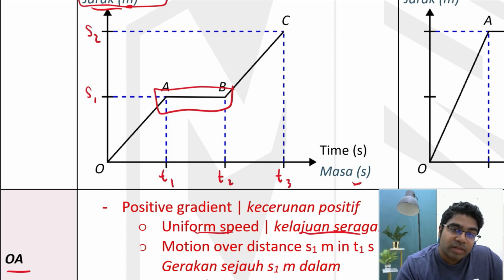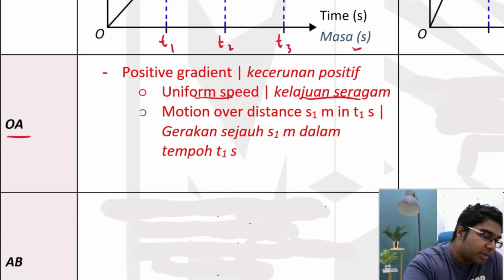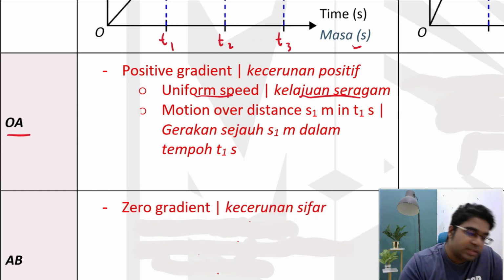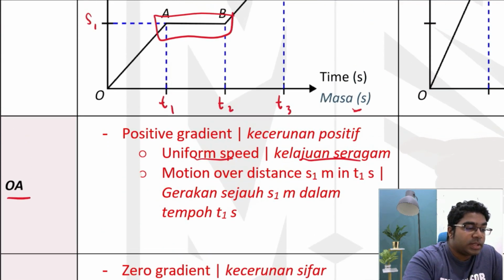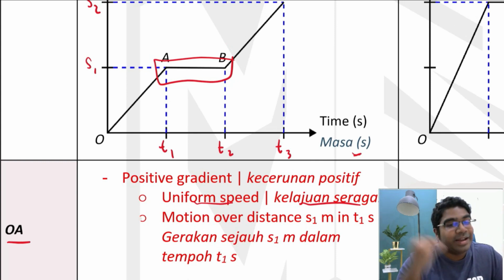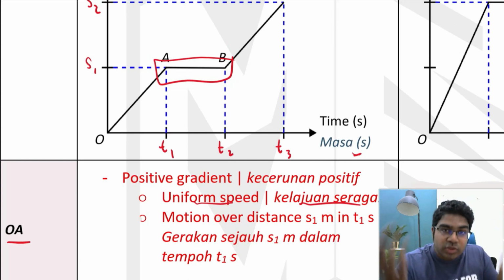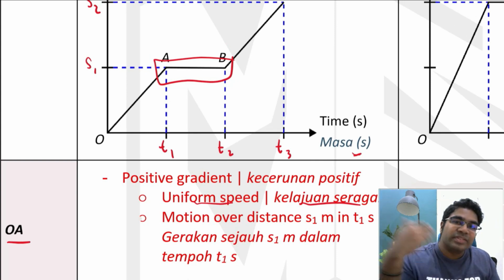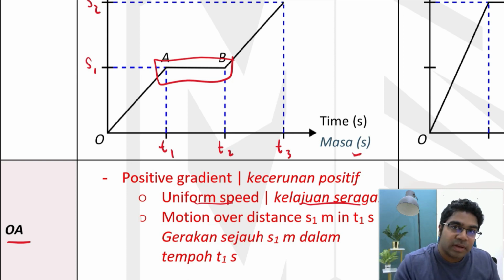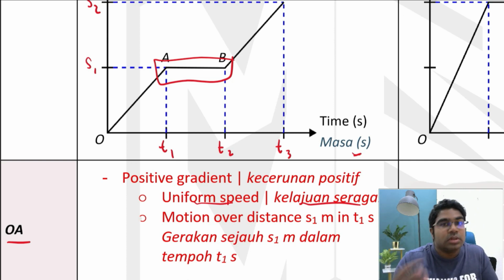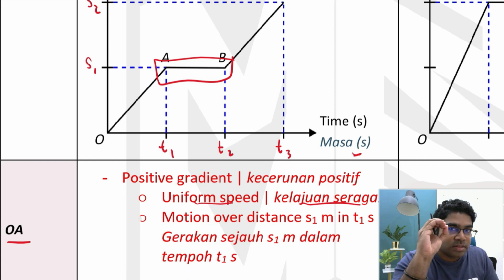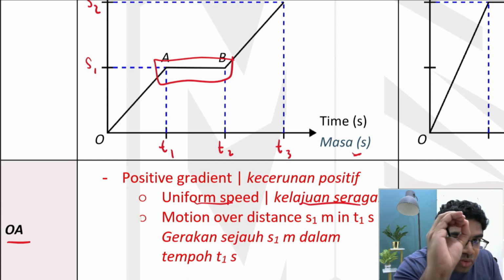What does that mean? It means kecerunan adalah kosong, zero gradient. Right? There's no steepness at all. It's flat. So kecerunan dia kosong. Apakah maksud kecerunan sifar? Kecerunan sifar maksudnya, ingat sekali lagi, kecerunan mewakili kelajuan. The gradient represents the speed. So kalau kecerunan sifar maksudnya kelajuan pun sifar. That means the speed is also kosong, zero.